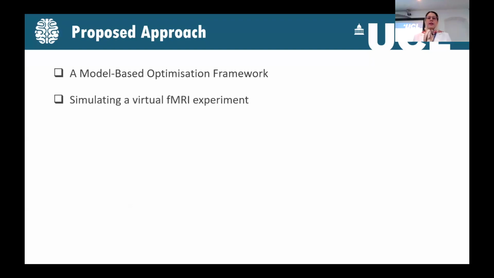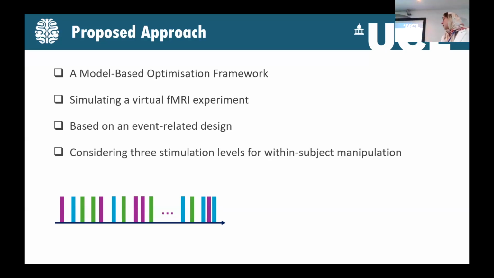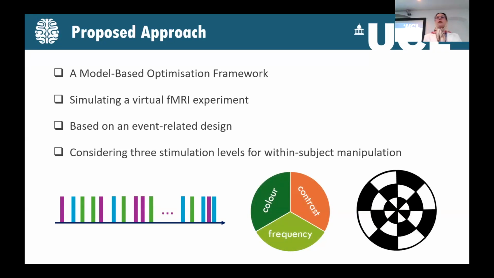To address this, we proposed a model-based optimization framework where we simulated virtual fMRI experiments based on event-related designs, because these designs allow for finer temporal resolution, and also they provide greater sensitivity to the subtle dynamics in the BOLD. And we consider 3 stimulation levels for within subject manipulation. In case of visual stimuli, these could be variations in features like color, contrast, or flickering frequency.